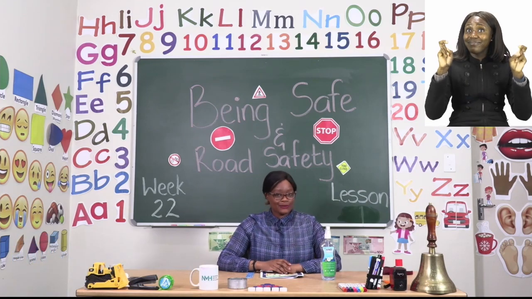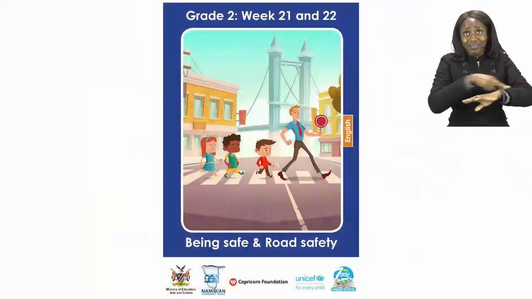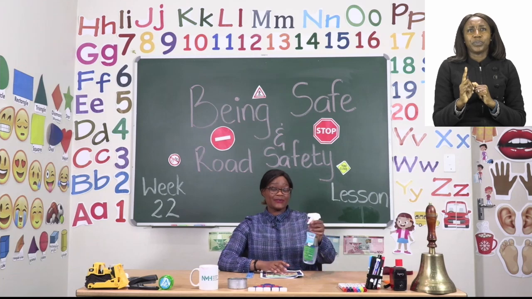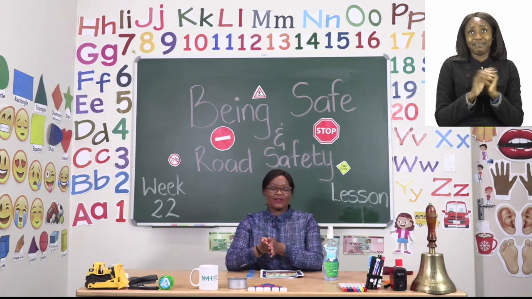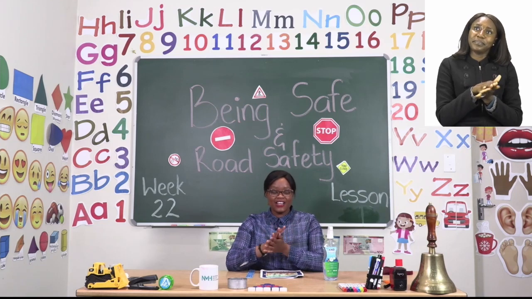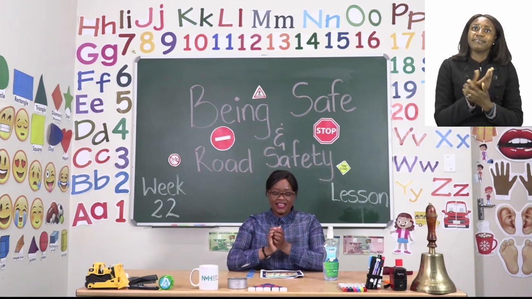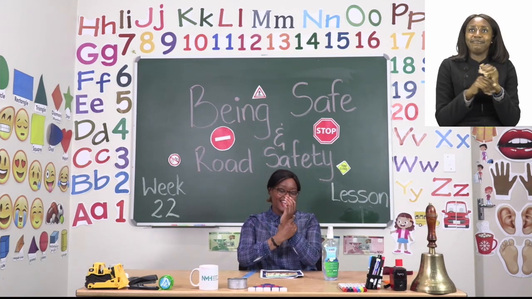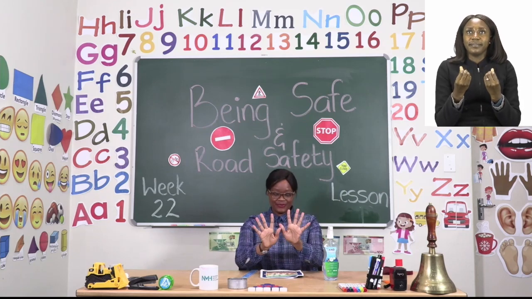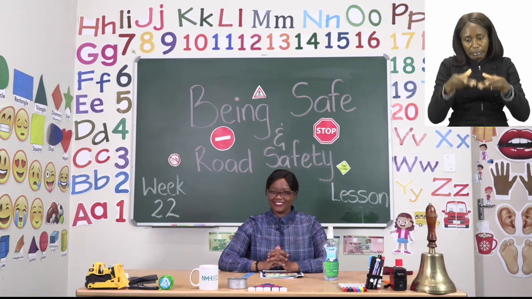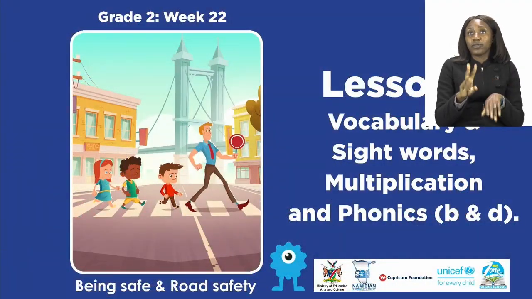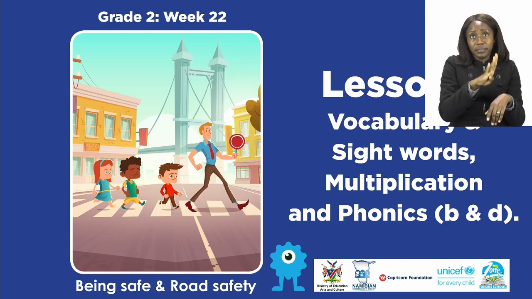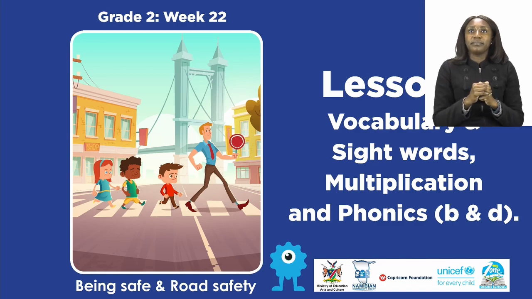Our theme this week is being safe and road safety. And before we get into any lessons, boys and girls, we know that we need to sanitize. So let's rub our sanitizer inside our hands, around our hands, in between our fingers, on our wrists, and our fingertips too. Make sure your hands are dry before you touch anything else. For today's lesson, we will be doing vocabulary, sight words, multiplication, and our phonics B and D.